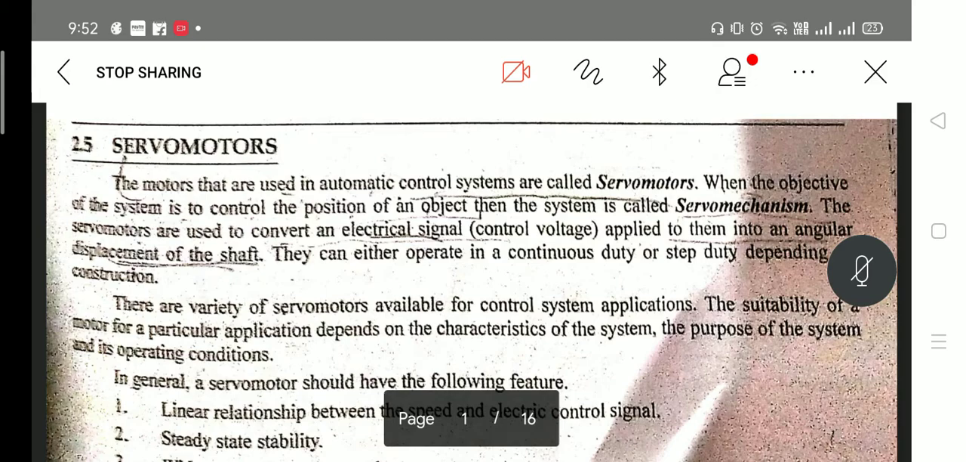Next topic is servo motors. Okay. Next topic in first unit is servo motors. The motors that are used to control automatically are called servo motors.